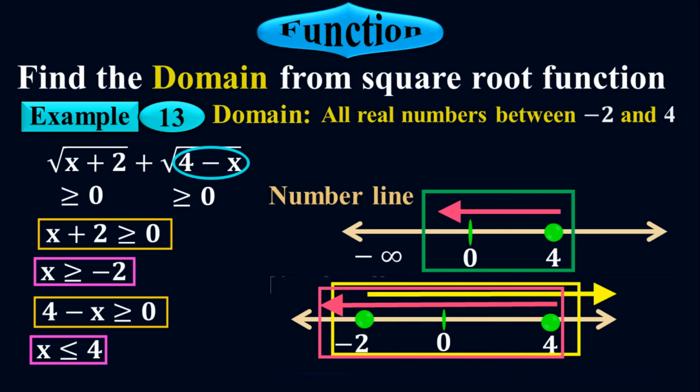I have to put the answer of the domain in interval notation, which is [-2, 4]. This is my second way to put the answer for the domain. I have a closed bracket with -2 and a closed bracket with +4 because of this filled circle at -2 on the number line and this filled circle at 4 on the number line, which means that -2 and 4 have been included. Including -2 and 4, whatever comes between -2 and 4 will be my domain.